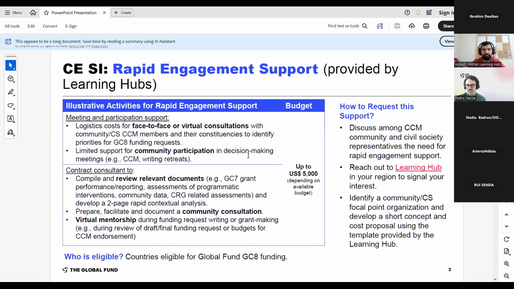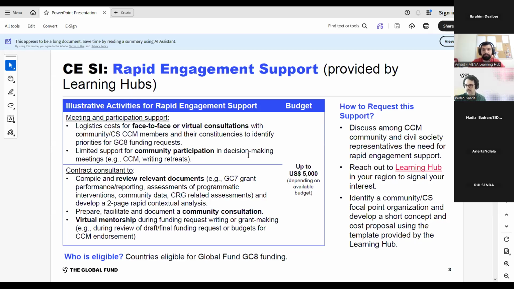The initiative also has what we call the rapid engagement support. This is very similar support, but at a little bit of a lower scale. It's up to $5,000 US, and the support is provided directly by the learning hubs. Support can be similar, around virtual or face-to-face consultations, around community participation in decision-making meetings, like in CCM, in writing retreats, or in other processes related to GC8. The support can contract consultants to review documents, to facilitate a community consultation, or to provide virtual mentorship.